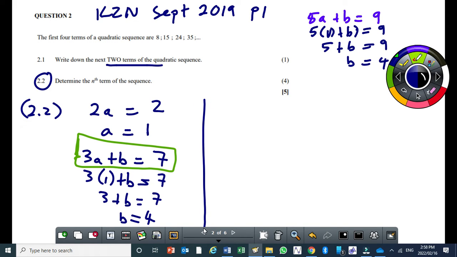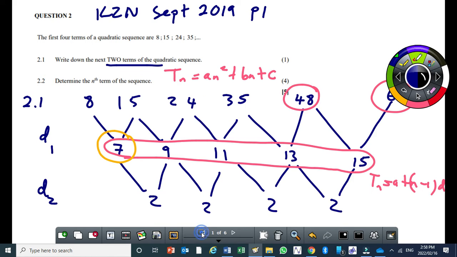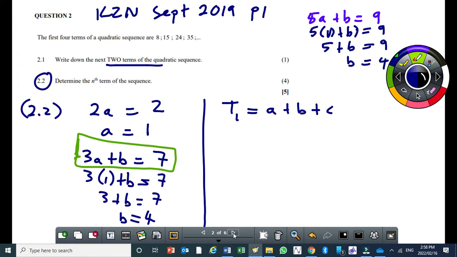from here now, we need to find C. So C is given by T1 equal to A plus B plus C. Now, that T1 is the first term of the quadratic sequence. It's not the first term of the first difference. So it will be this one. That's 8. So we'll put 8 here. Where there is A, we'll put 1. Where there is B, we'll put 4. Okay, so you get 8 equal to 5 plus C. So C is going to be 3.